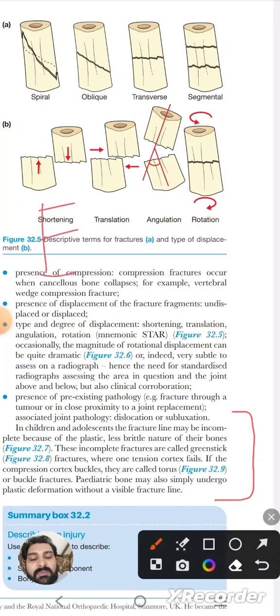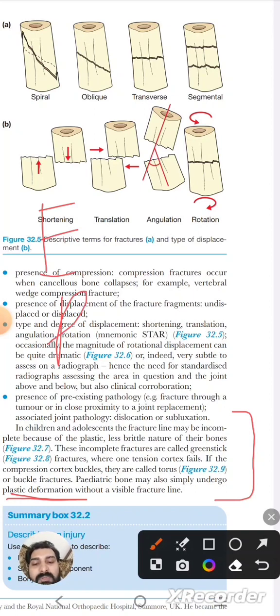And when the force applied is greater than that, the bone will bend, and when this force is removed, it will not come to its original position on its own, and we will have to manipulate it to bring it to its original position. It will be called plastic deformation.